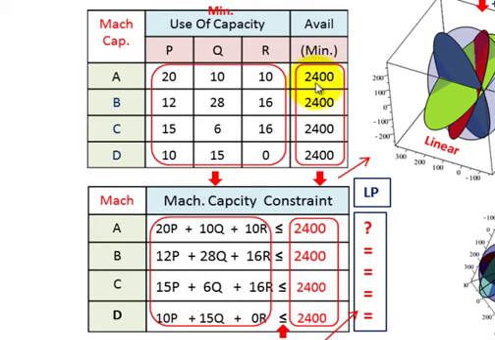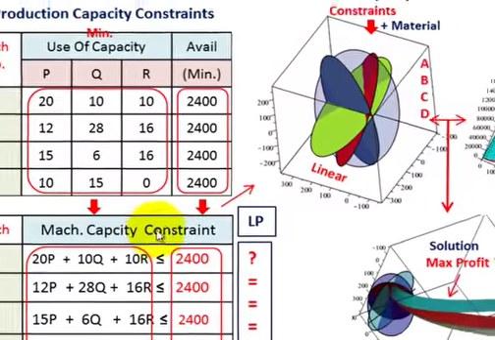So our maximum capacity constraint was that 2,400. That would be our constraint as far as our maximum capacity. And then you just take those coefficients off your usage table and add them to your constraints. Okay, so that's our machining capacity constraints.